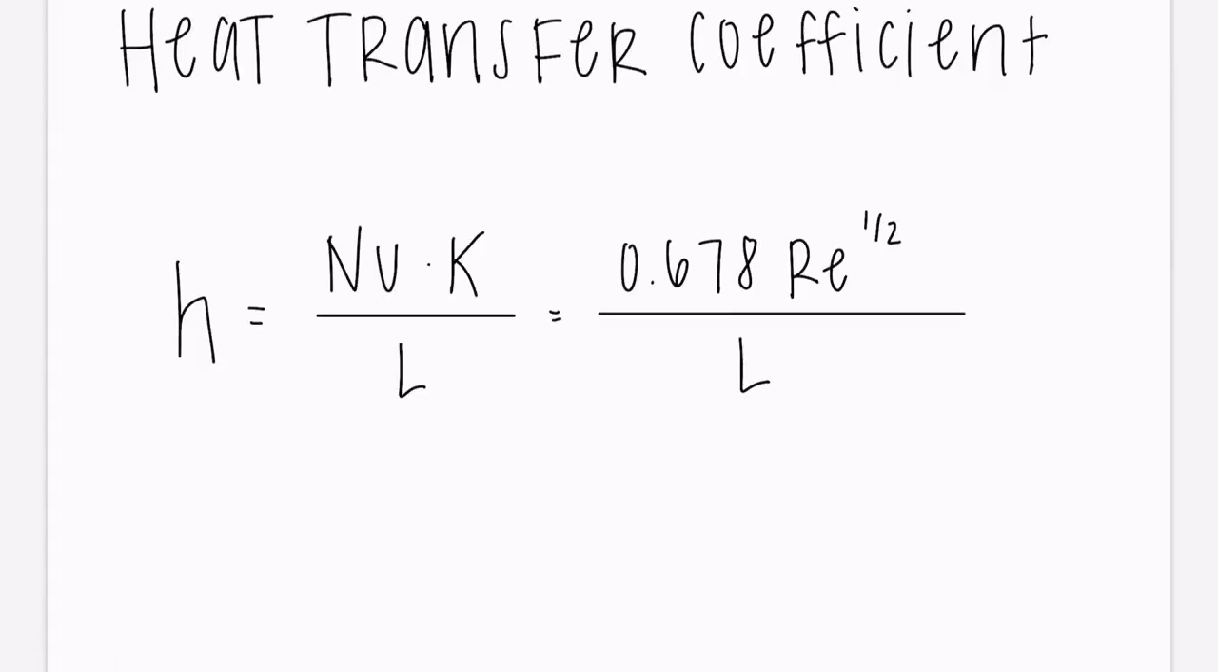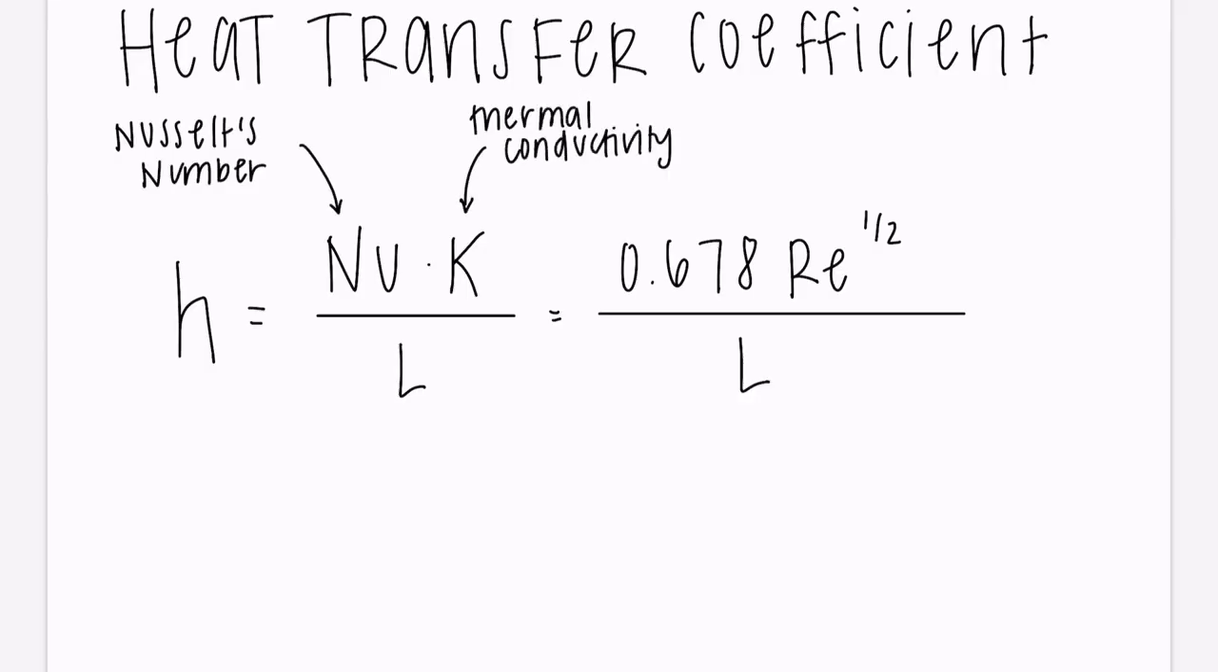The heat transfer coefficient is a value that represents the efficiency of a fluid to transfer heat away from or to a surface via convection. Rearranging the equation for the Nusselt number gives that H is equal to the Nusselt number times the thermal conductivity of a fluid over the characteristic length of the surface.